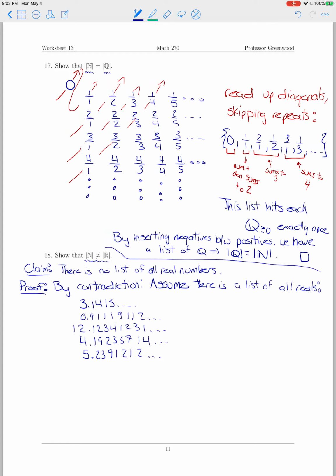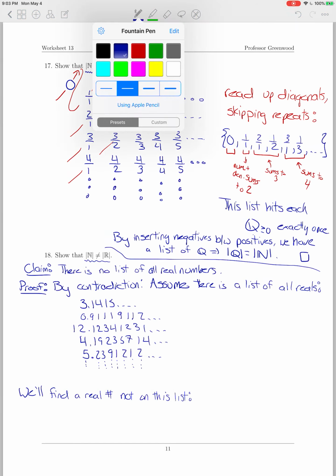Okay, so now I need to show that there's some number that's not on this list. So we'll find a real number not on this list. Okay, so I should write a little bit more in terms of the list that I just drew, which is that you can sort of see that every one of these columns here, if I line up the decimals perfectly, would have to go down to infinity as well. And that'll be an important aspect of this.